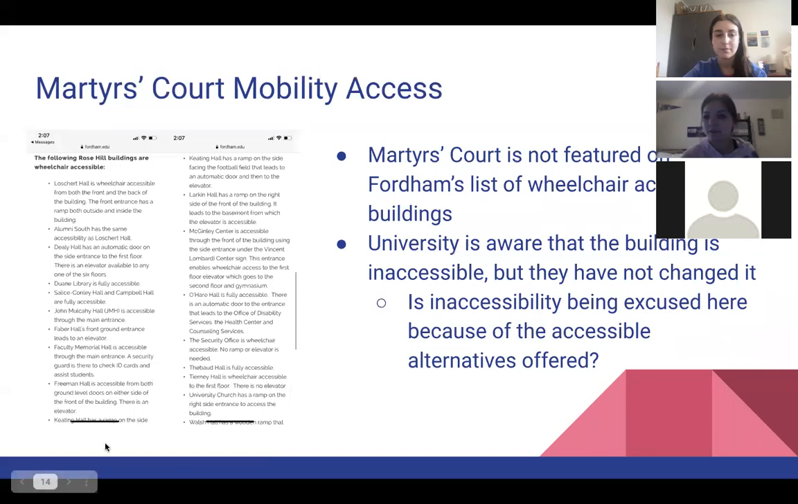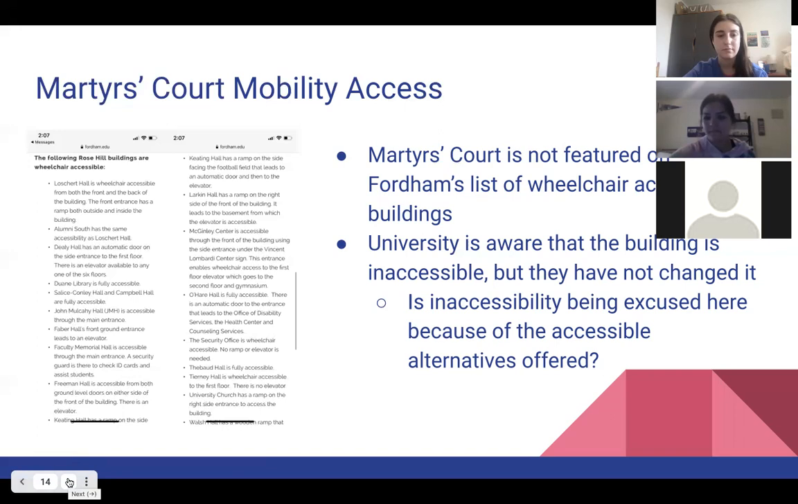So now that we see that the mobility access in this building is completely inadequate, it's important to look at what Fordham says or does not say about the accessibility at Martyrs Court. So on the Fordham website, they have a list of all of the wheelchair accessible buildings that they have, and Martyrs is not listed on this given list. Not all of these buildings are completely accessible, but they do include buildings that are somewhat accessible. So this is just saying that Martyrs is completely inaccessible. And the university is also aware of this, but they haven't done anything to change it.